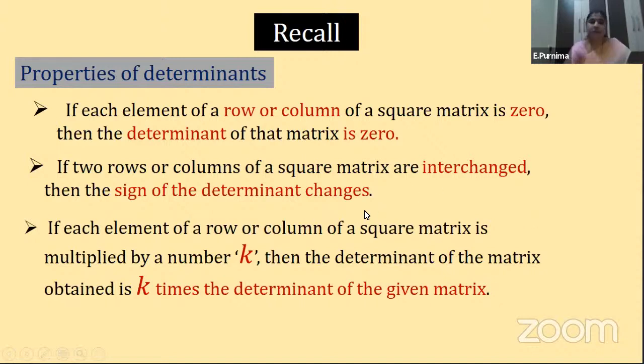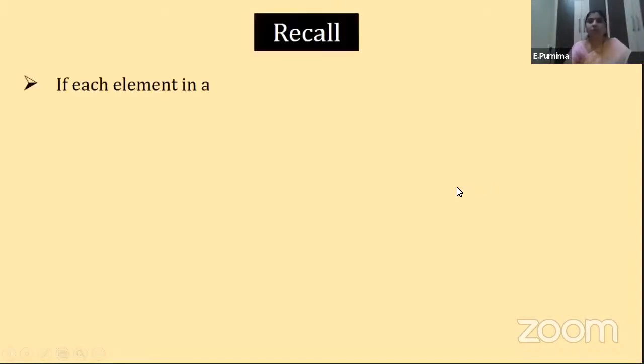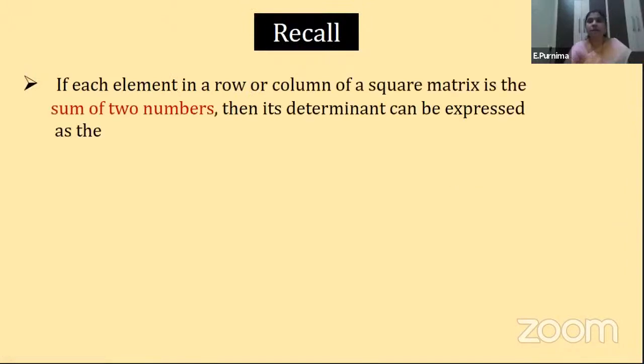And the next one is if two columns of a square matrix are identical, then the determinant of that matrix is 0. Means if any two rows or any two columns are same, identical means same, then the determinant is considered to be 0. And the next one is if each element in a row or column of a square matrix is the sum of two numbers, then its determinant can be expressed as the sum of the determinants of two square matrices.